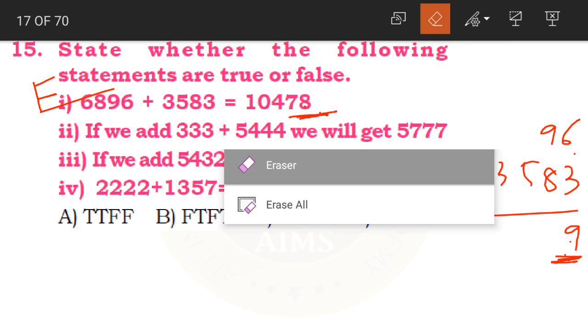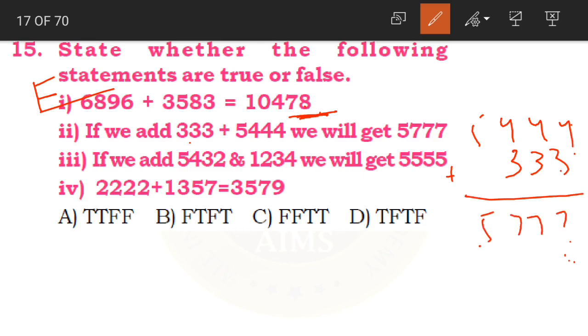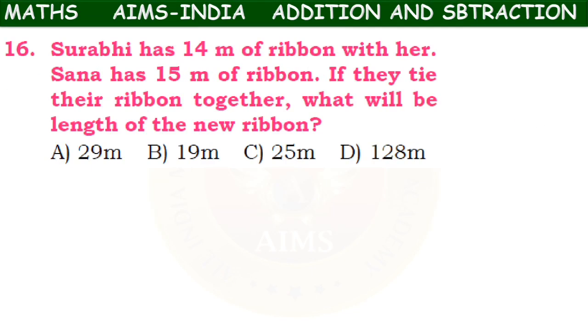Okay? In these Olympiad questions you need to be smart. You need not solve all the question. You just need to solve whatever is required to get the correct answer. Question number 2. If we add 333 to 5444, 7775. What did we get? 5771. The same as given in the statement. So it is true. Yes. So first statement is false and second statement is true. So from the given options, only option B has the same format. So option B will be our correct answer.